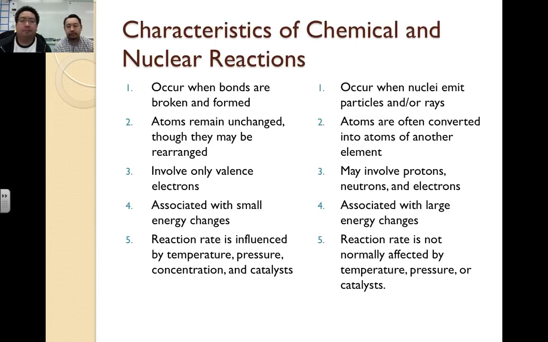Whereas with nuclear reactions, you have different things to witness. First up, they occur usually just with the nucleus, and when a nuclear reaction occurs, the nucleus emits or shoots out a particle or ray. The atoms are converted from one element into another type of element because of the change in protons. They involve all subatomic particles, protons, neutrons, and electrons, and there's usually a large energy change associated with it.